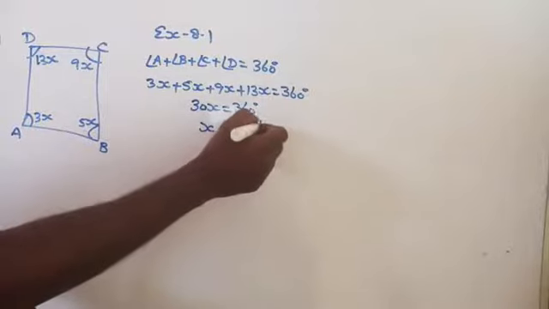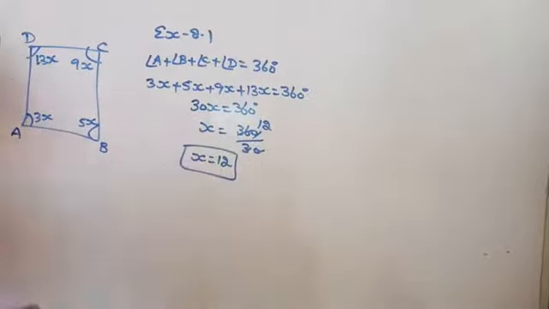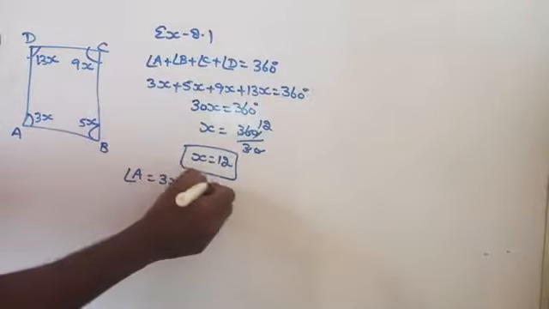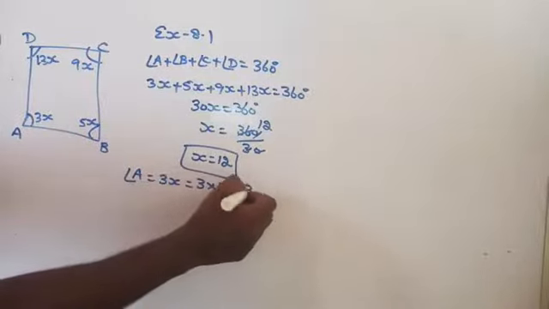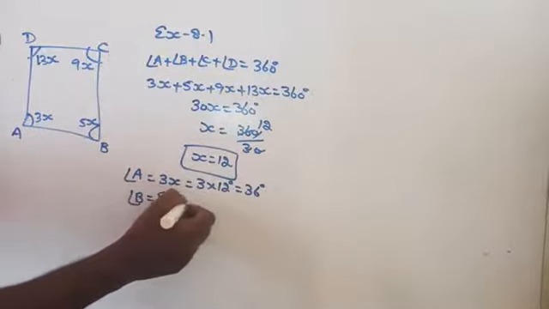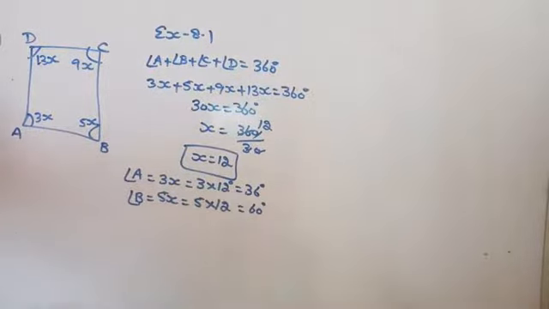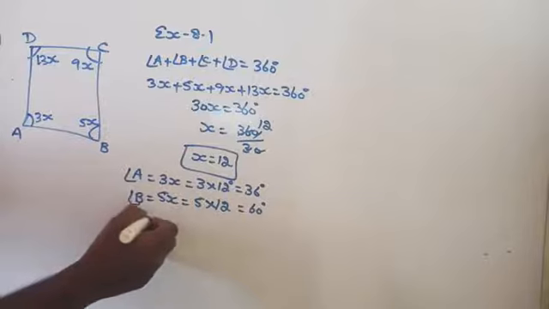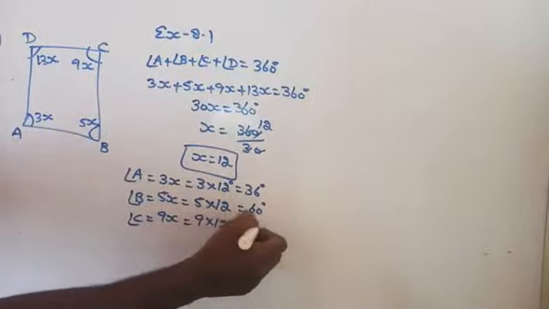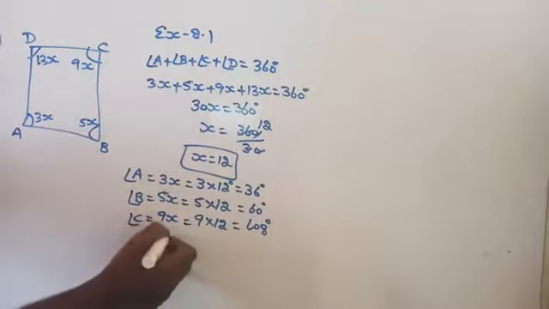This is 12. Then x will be 12. Now substitute the values. Angle A is 3x, so 3 into 12, which is equal to 36. Angle B is 5x. We already found the value of x is 12, so 5 twelves are 60 degrees. Then angle C is 9x, 9 into 12, which is equal to 108. Then angle D is 13x.